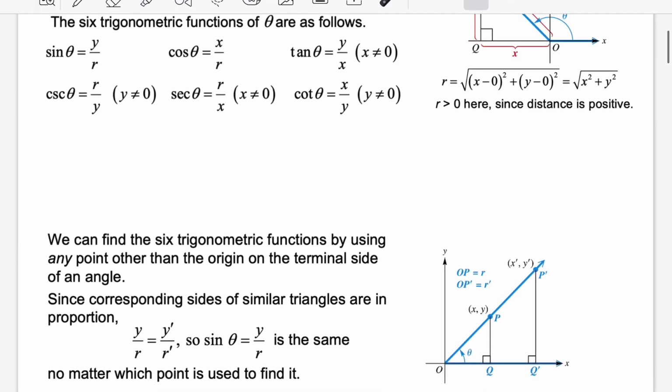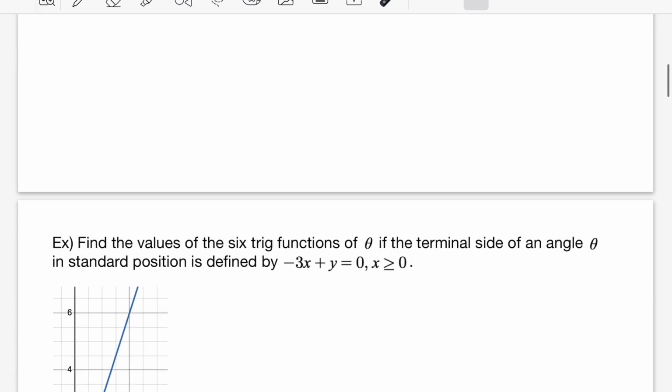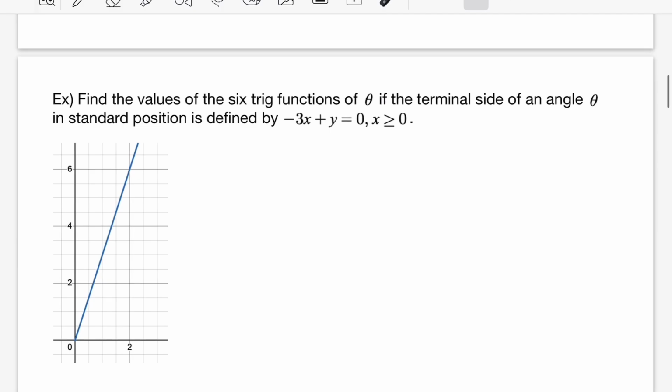Now we can find the 6 trig functions by using any point other than the origin on the terminal side of an angle. And this is because corresponding sides of similar triangles are in proportion. Right? We can see this triangle here is going to be proportional to this bigger triangle here. So let's look at an example of this. For example, we want to find the values of our 6 trig functions of theta if the terminal side of an angle theta is in standard position and is defined by this here.